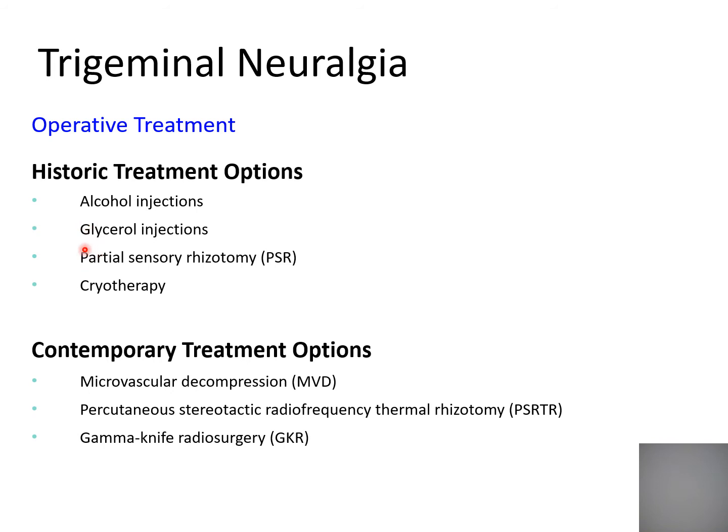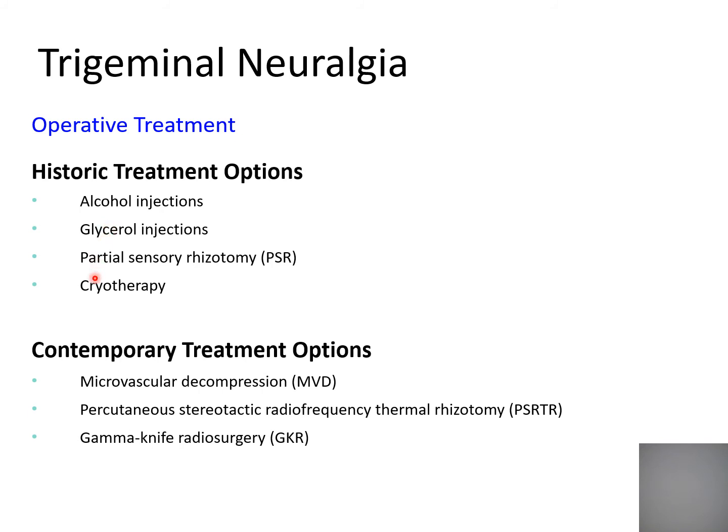Similarly, glycerol has been used, and I've had some experience in using peripheral glycerol injections. Glycerol acts slightly differently to alcohol because glycerol causes dehydration of the nerve fibers and impairs nerve transmission, thereby leading to resolution of the pain from trigeminal neuralgia. However, again, the recurrence rate is quite high, and within 6 months to 1 year, most patients would have a recurrence.